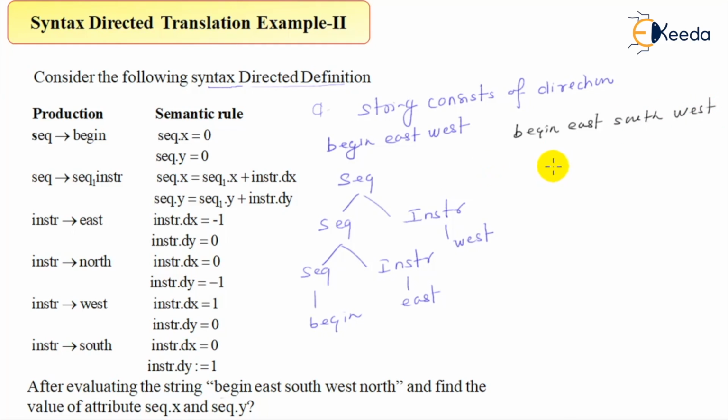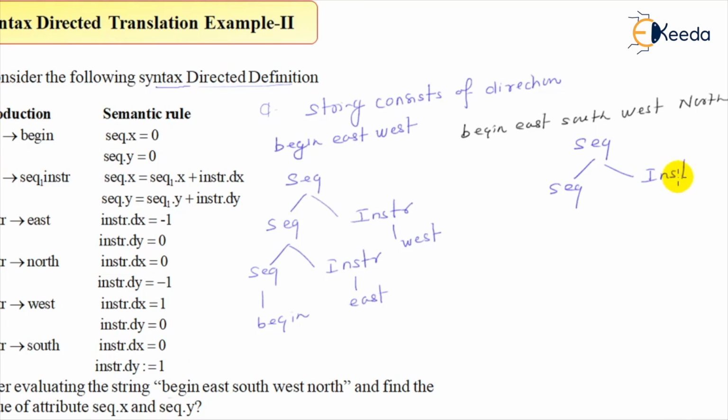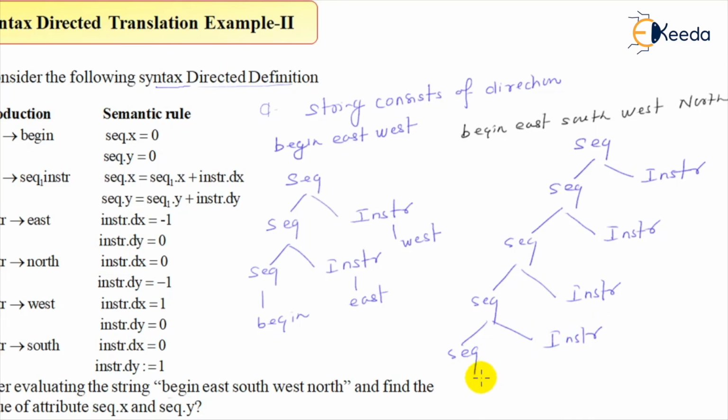First thing, I have to derive the parse tree, and the parse tree can be derived as sequence having a sequence and then instr. I have 4 directions, so again I go for sequence, then instr, then again sequence, instr, one more time sequence, then instr, and finally sequence to begin.